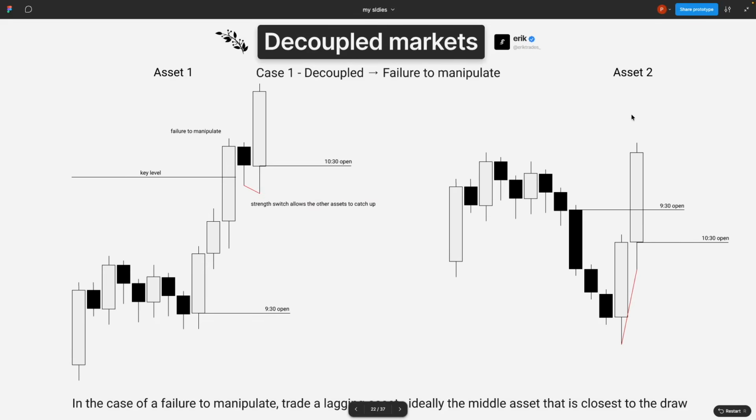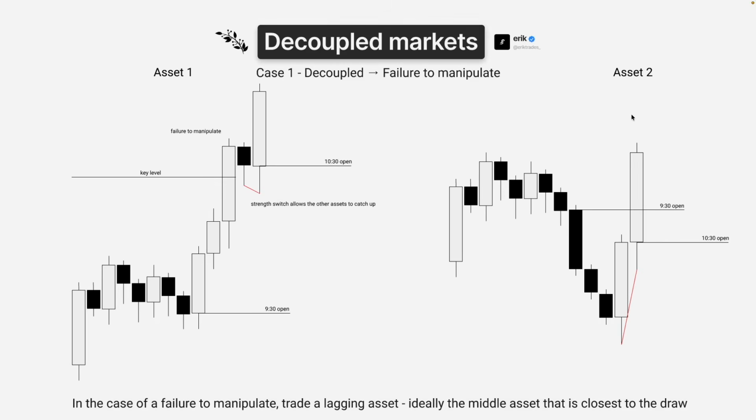Asset 2 does not need to sweep a key level for this scenario, right? But what is required for asset 1 is that asset 1 needs to have draws higher, right? So when you have a failure to manipulate on a bullish key level, on a high, I mean, and it has draws higher and it is expanding higher, I don't need asset 2 to sweep a key level, okay? It doesn't need to sweep a key level. All I need is a failure to manipulate on this asset, right?